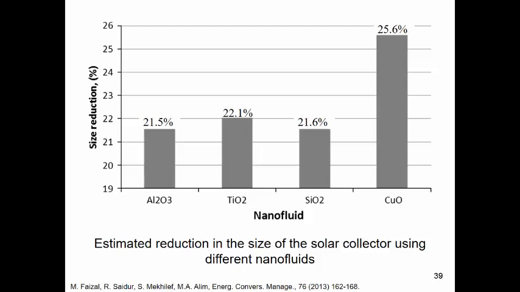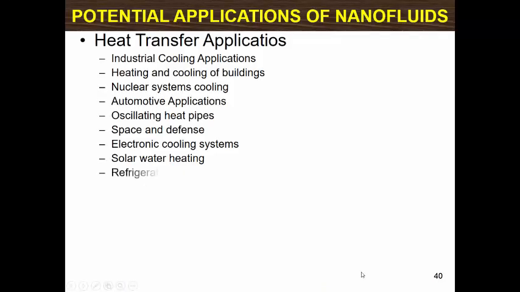Compared to water, the solar collector's area can be reduced up to 25.6% for copper oxide nanofluids, 21.6% for silica nanofluids, 22.1% for titanium nanofluids, and 21.5% for alumina nanofluids. The application of nanofluids in cooling industries can improve the performance of refrigeration systems and save the running time for refrigeration systems.